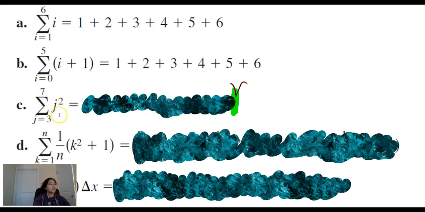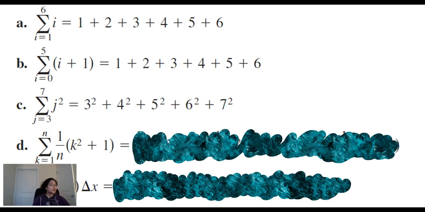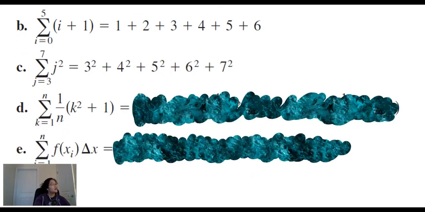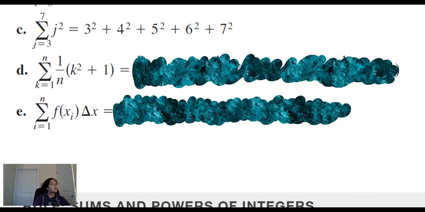Okay. What about when we're looking at our index of summation from j equals 3 to j equals 7 of j squared? What's that going to be? We're just going to add up 3 squared plus 4 squared plus 5 squared plus 6 squared plus 7 squared. Alright.